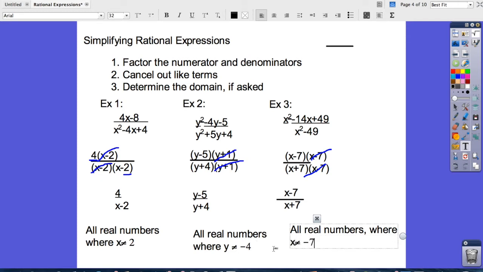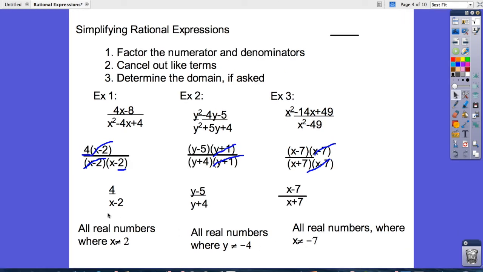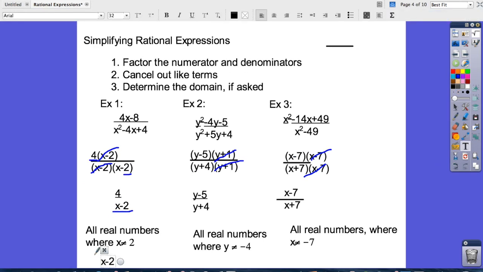So in case you haven't noticed, the way we're figuring this out is we are taking the denominators and solving it for 0. So we have x minus 2 equals 0. When we solve that, we get x equals 2. And that's why we know x cannot be equal to 2, because that's when your denominator will be 0.